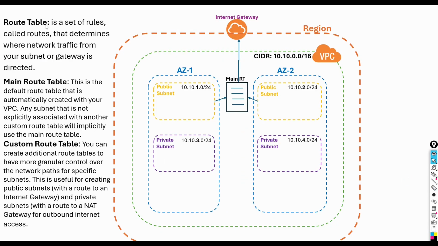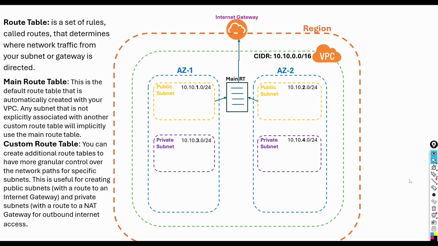Route table. A route table is a set of rules called routes that determines where network traffic from your subnet or gateway is directed. By default, there is a main route table. This is the default route table that is automatically created with your VPC. Any subnet that is not explicitly associated with another custom route table will implicitly use the main route table. So basically, as I said, a subnet should be associated to any one route table.